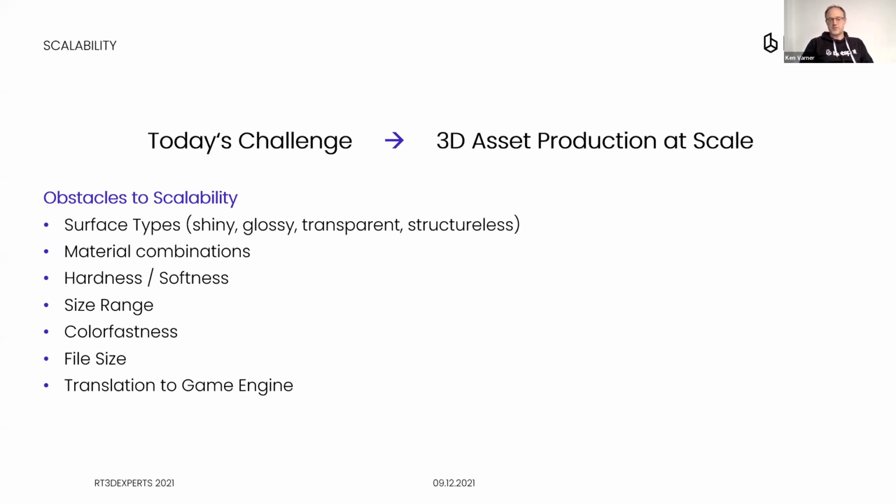Size range. A lot of people expect that if they invest in a scanner, they want to be able to do shoes as well as sofas with the same scanner. And it's like, sorry, those are totally different use cases. Color fastness: when it comes to aesthetics and marketing, things have to look real, and that's where calibrated coloring plays a role, and where photogrammetry has a massive advantage. File size: especially for real-time apps on phones, these things have to be as small as possible to avoid latency or stalling or breaking. And again, translation to the game engine is always an issue.